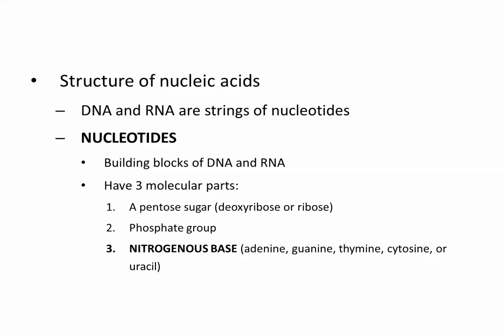And there are 5 of these that we'll look at, 4 of which are in DNA: adenine, guanine, thymine, cytosine. And 3 of these, adenine, guanine, and cytosine, are in RNA, but replacing thymine in RNA, we have uracil. And we'll look at what those look like in just a moment.